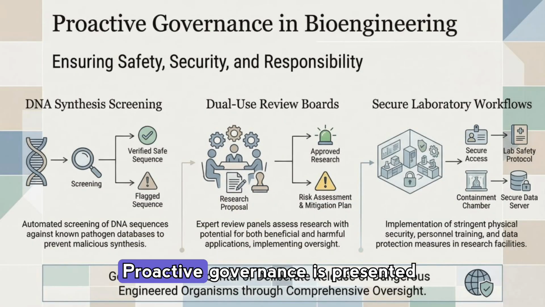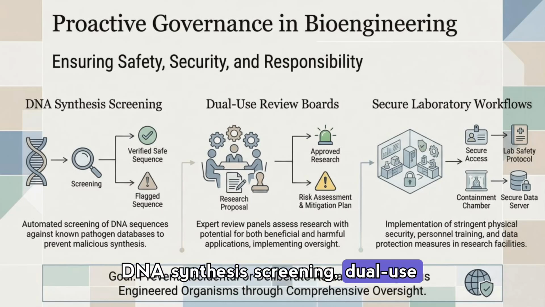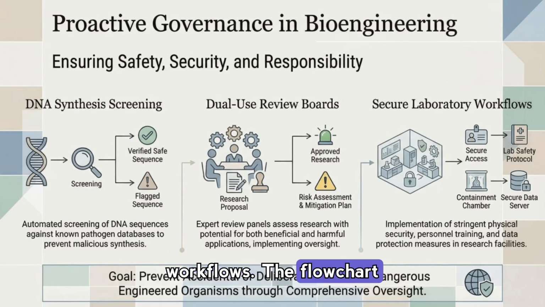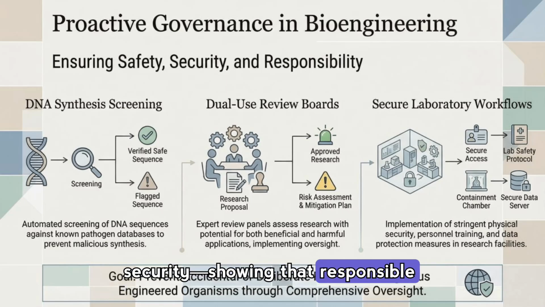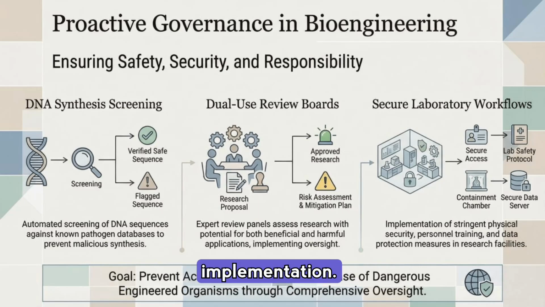implementation. Proactive governance is presented as a three-part system: automated DNA synthesis screening, dual-use review boards, and secure laboratory workflows. The flowchart emphasizes preventing accidental or deliberate release through screening, expert review, and stringent physical and data security, showing that responsible innovation requires both technical safeguards and policy implementation.